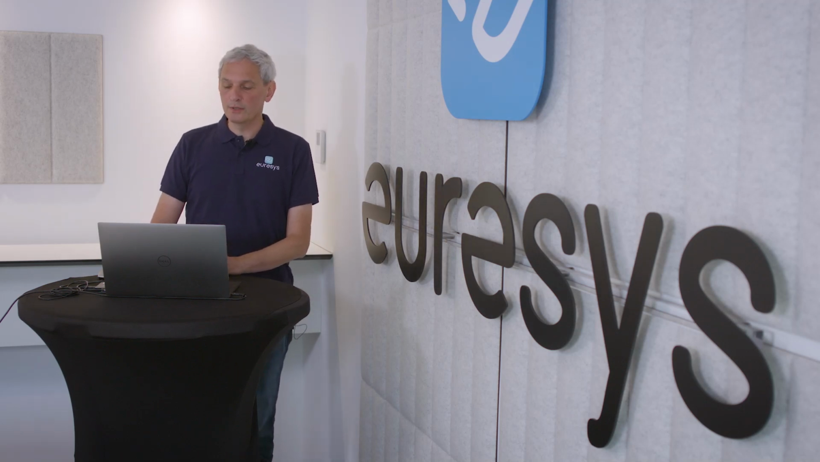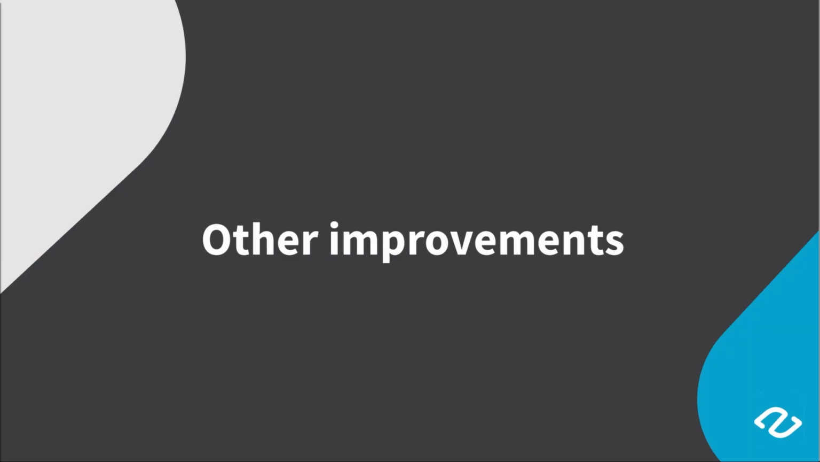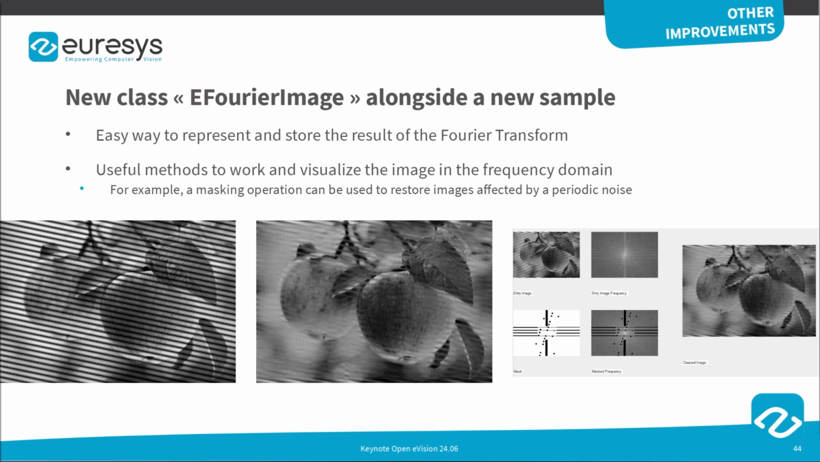And now I will talk about the other improvements we have in OpenEVision 24.6. We had some requests to introduce an EFourier image class, which helps with the usage of the Fourier transform. We had the Fourier transformation in OpenEVision some time ago, but now with the EFourier image, you can easily query the results to get different modalities, different images in the frequency domain.